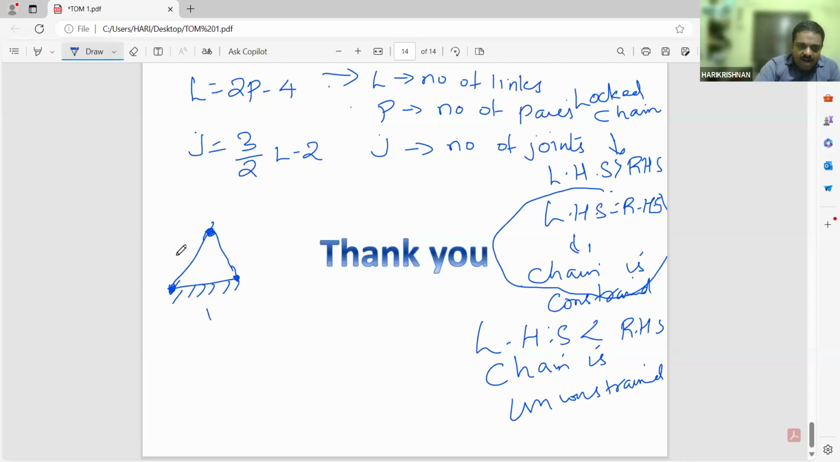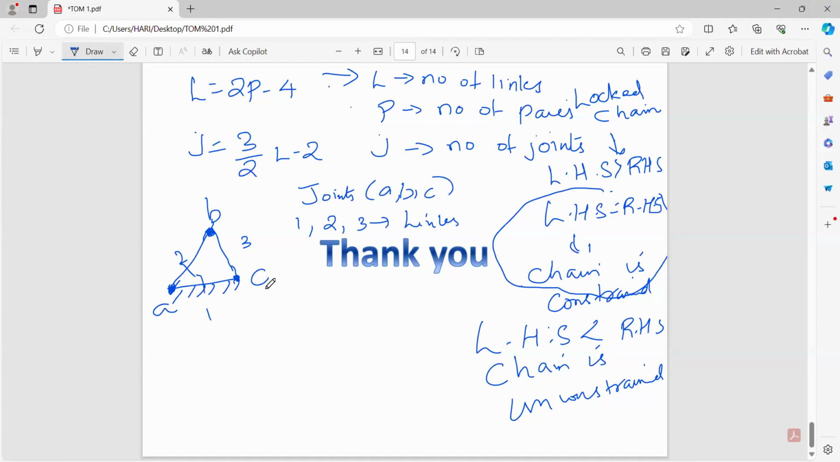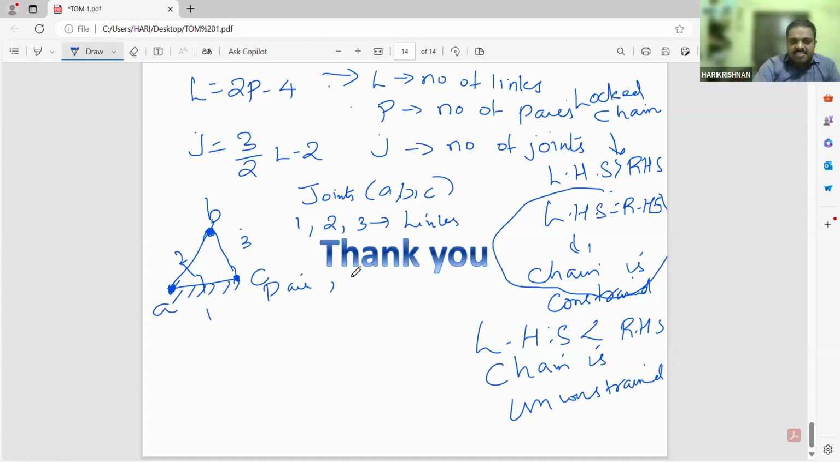So these points, if 1, 2, 3, this is A, B, C. These points A, B, and C are known as joints. Similarly, 1, 2, and 3 are known as links. Then 1 and 2 will become a pair, 2 and 3 is another pair, and 3 and 1 is another pair. So I think the concept is clear now: what are joints, what are links, and what are pairs, and how to calculate them. Shall I proceed further? Is there any doubt with links, joints, and pairs?